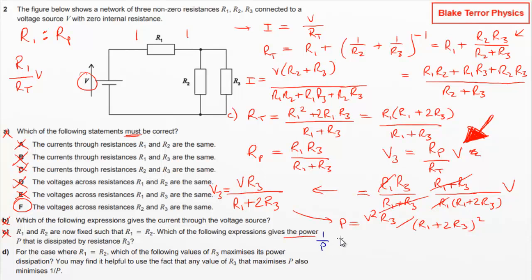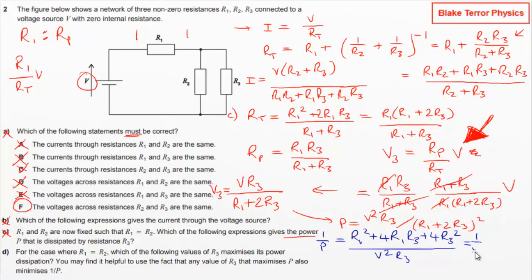So 1 over P is going to be, well, we can see what that's going to be if we just flip that over. And then differentiating that. Actually, if I expand the bracket, then things might cancel. Right, so I'll expand a bit at the top. That's going to be R1 squared plus 4R1R3 plus 4R3 squared. So that's expanding out the bit in the bracket. That's then going to be divided by V squared R3. So yeah, we can cancel some R3s.